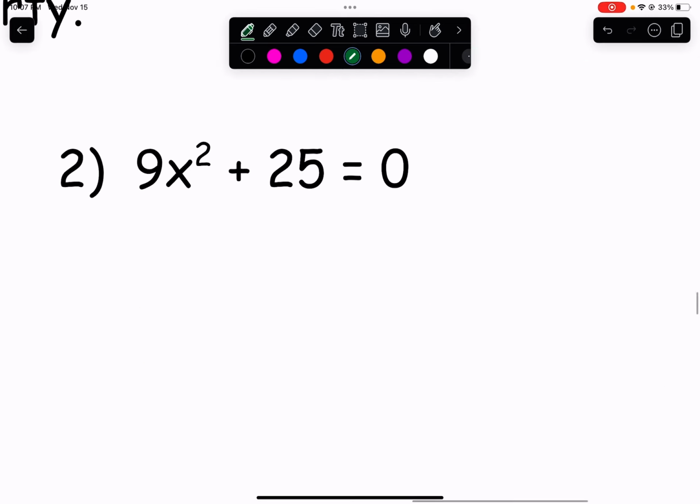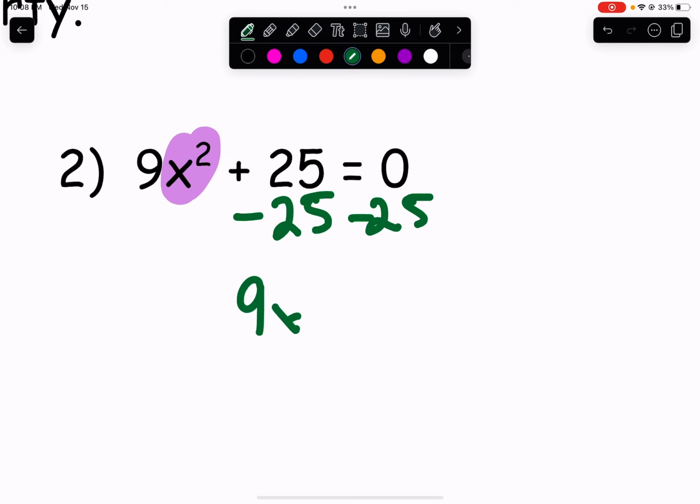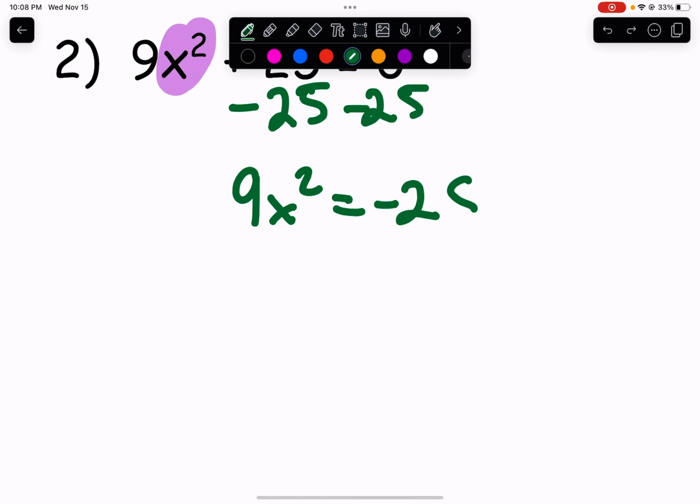All right. So here we have to go ahead, isolate our x squared. We're going to subtract 25 from both sides. And we get 9x squared equals negative 25. I don't know why I put a 4. Then we divide by 9.